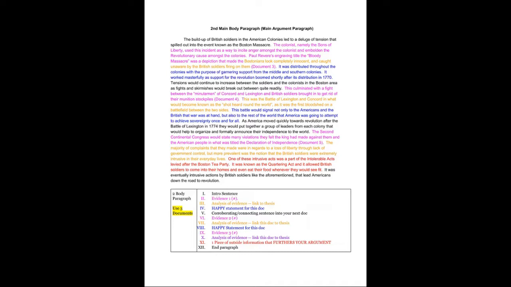Paul Revere's engraving titled The Bloody Massacre was a depiction that made the Bostonians look completely innocent and caught unaware by the British soldiers firing on them. So here I'm using this and incorporating this into my argument. Remember the argument that rising tensions was leading Americans down this path, but in this case too, you have propaganda that's going to be distributed by the Sons of Liberty, showing that this wasn't a riot where the British soldiers fired upon the Bostonians who were rioting.